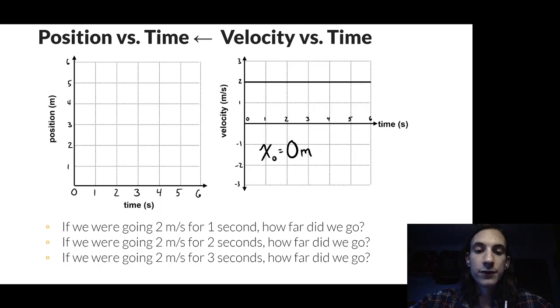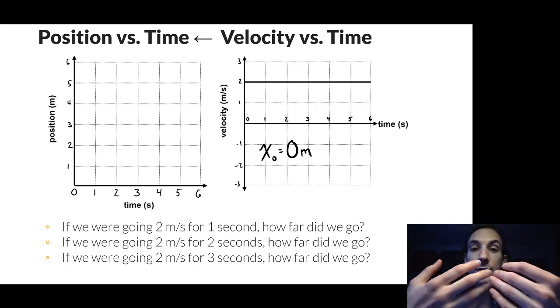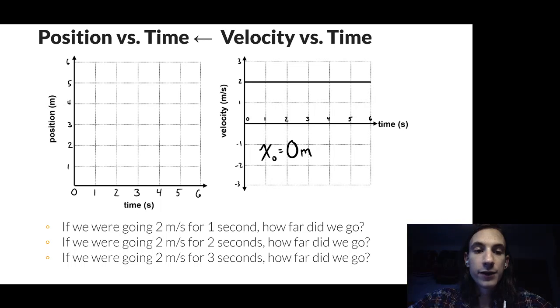And then if we were going 2 meters per second for 2 seconds, we would multiply those and say we went 4 meters. And if we went 2 meters per second for 3 seconds, we went 2 meters, 2 meters, 2 meters, so we went 6 meters. If we graph that out, we'd say we were at 2 and then 4 and then 6. And so we did that math, and we were able to figure out how far we went, even though all we had was velocity and time data.